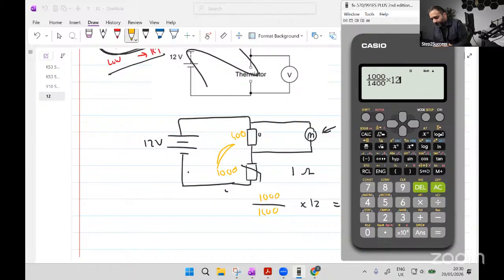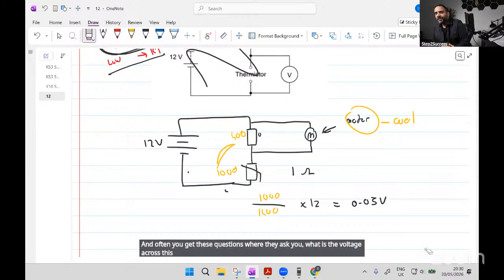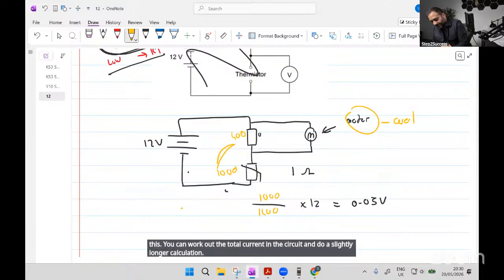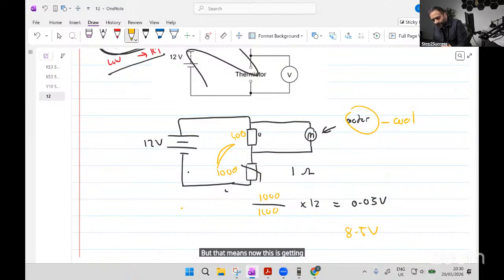And often you get these questions where they ask you, what is the voltage across this component or something like that? And basically you can do this. There is another way to do it, but I think it's better to understand it like this. You can work out the total current in the circuit and do a slightly longer calculation. But that means now this is getting 8.5 volts and the other one's only getting whatever the difference is, 3.5.